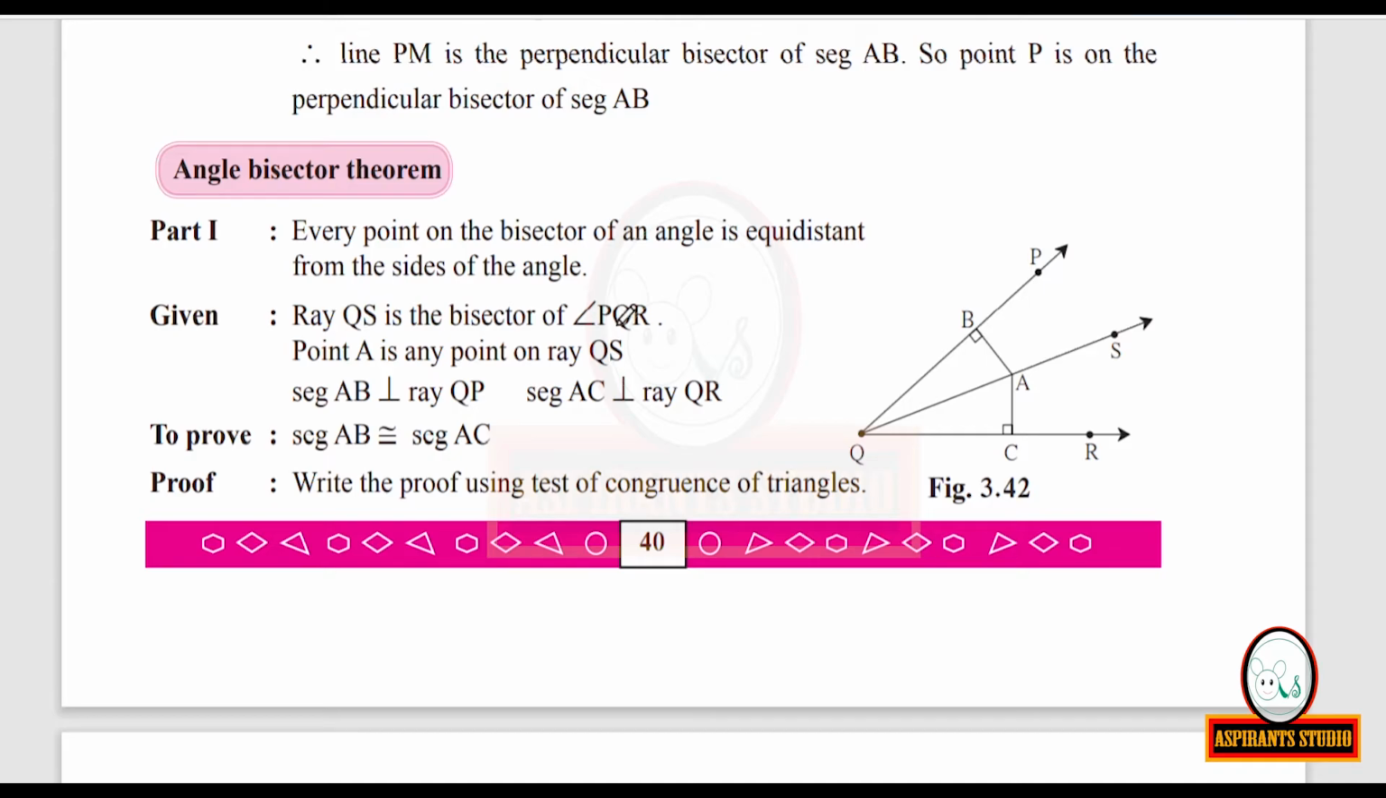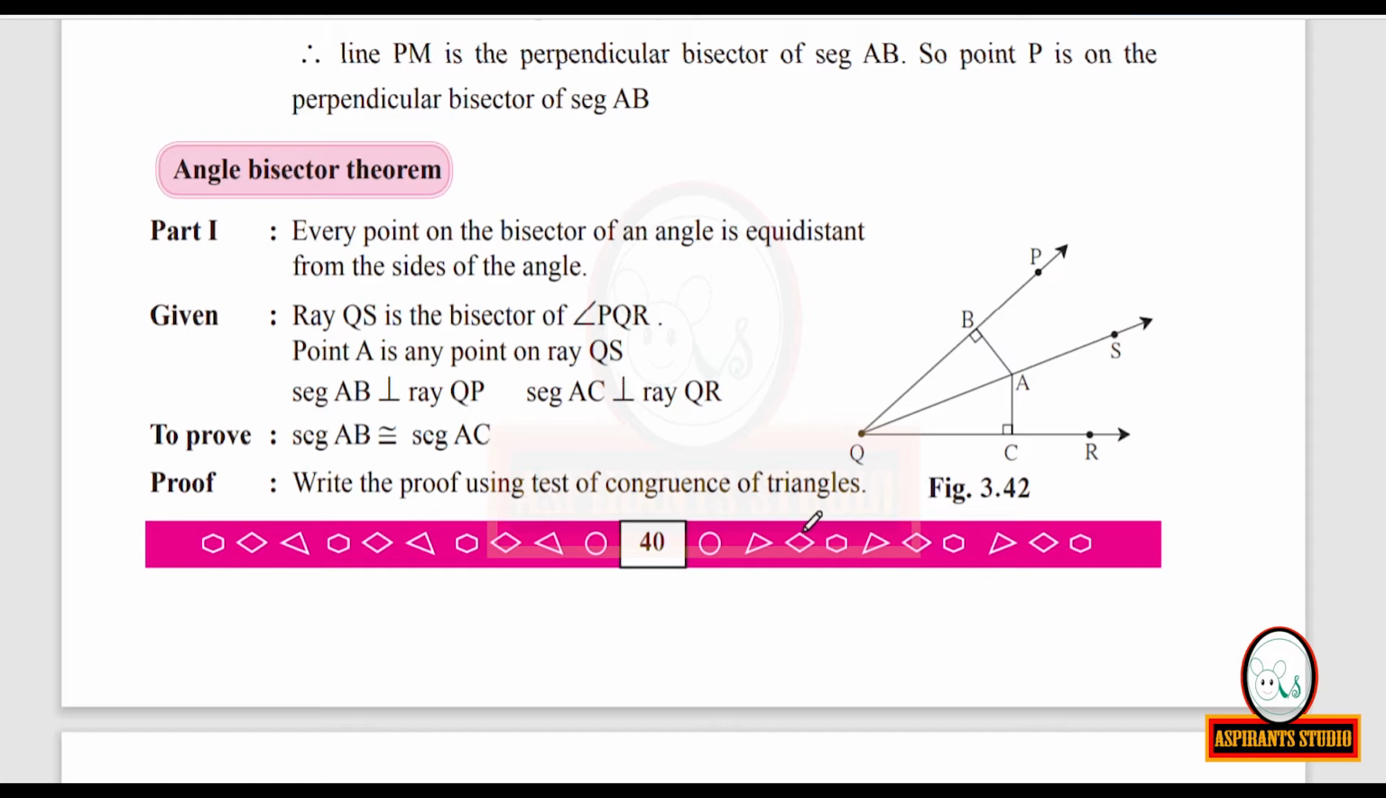You have here ray QS is a bisector of angle PQR and Q-A-S, so A lies between Q and S. So we can write the same ray QS as ray QA also. So write the reason, since ray QA is the bisector of angle PQR.